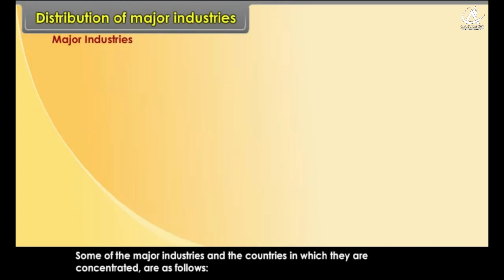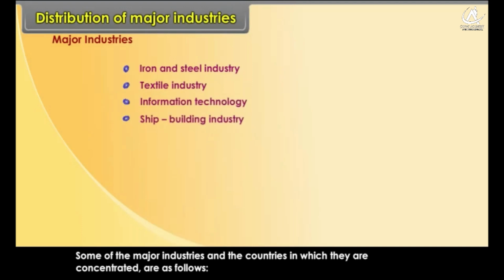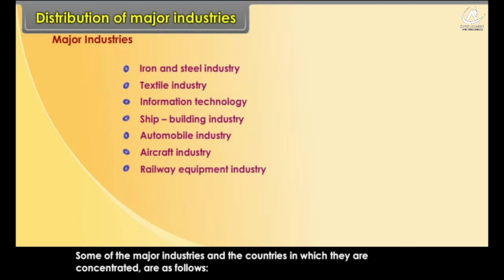Major industries. Some of the major industries and the countries in which they are concentrated are as follows: iron and steel industry, textile industry, information technology, shipbuilding industry, automobile industry, aircraft industry, railway equipment industry.